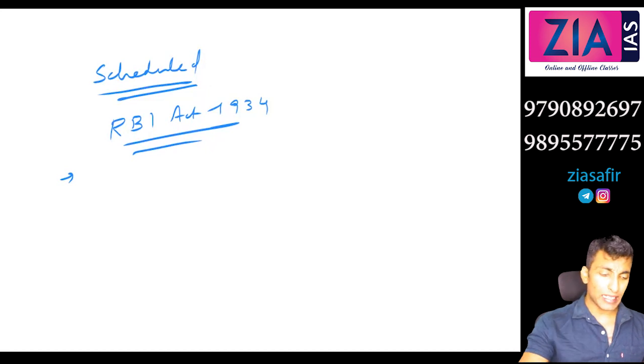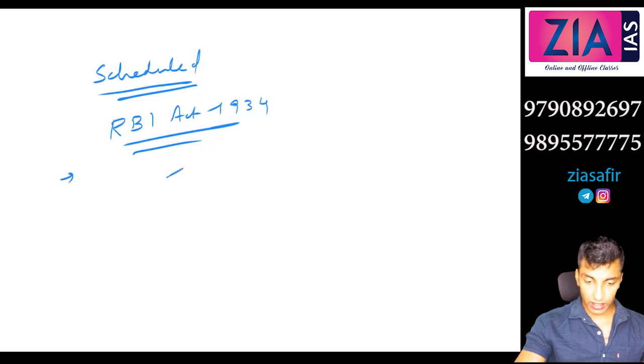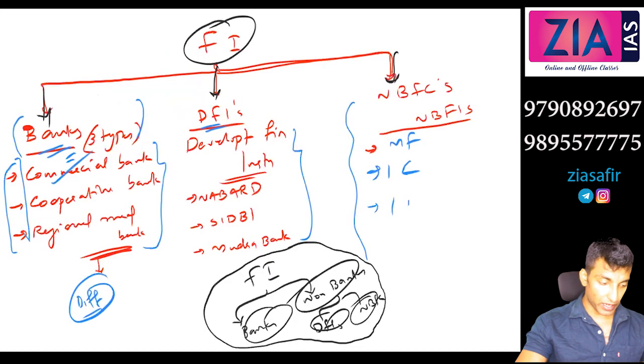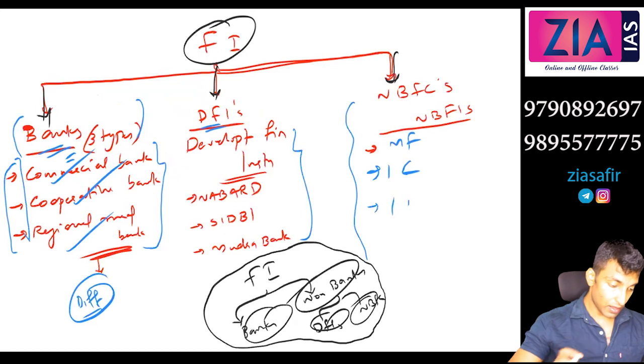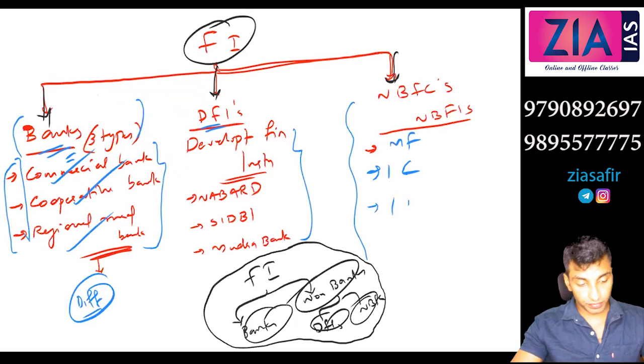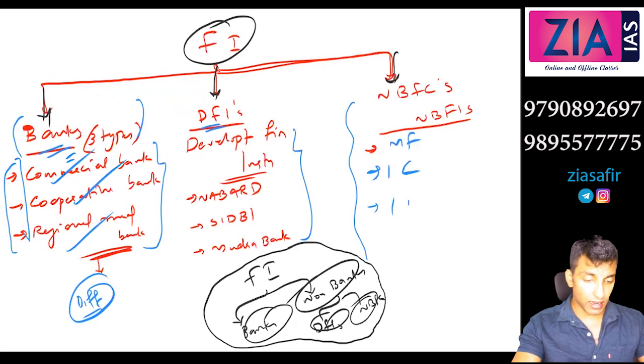So if you see all major banks like commercial banks, which we have just discussed, cooperative banks, regional rural banks, all are actually scheduled banks. And one more advantage is these banks can directly borrow from RBI. Those scheduled banks can directly borrow from RBI in case of any exigency or any requirements. So all major banks are actually scheduled banks.